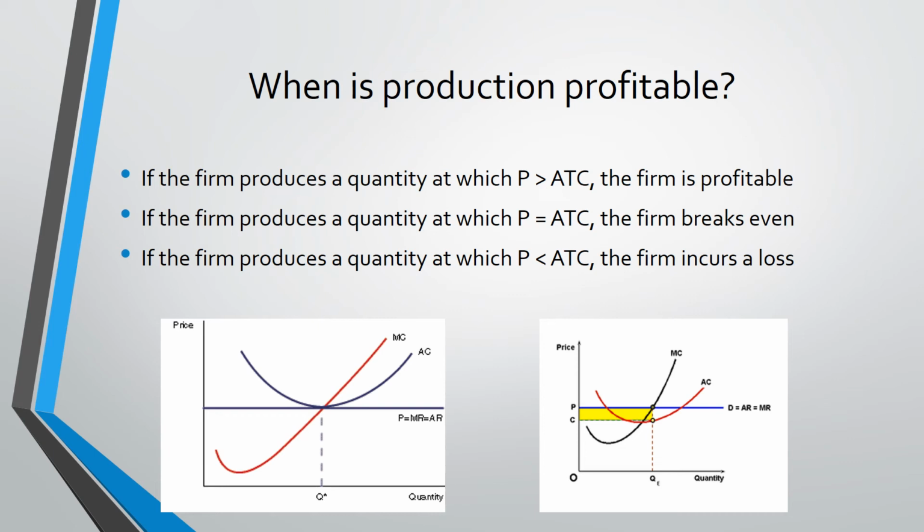In the picture on the right, you can see that price is greater than average total cost. So that firm is profitable. That yellow shading is the area of that firm's profit, because their price is greater than average total cost. And if the opposite were to happen, where price would be less than average total cost, the firm would be incurring a loss.